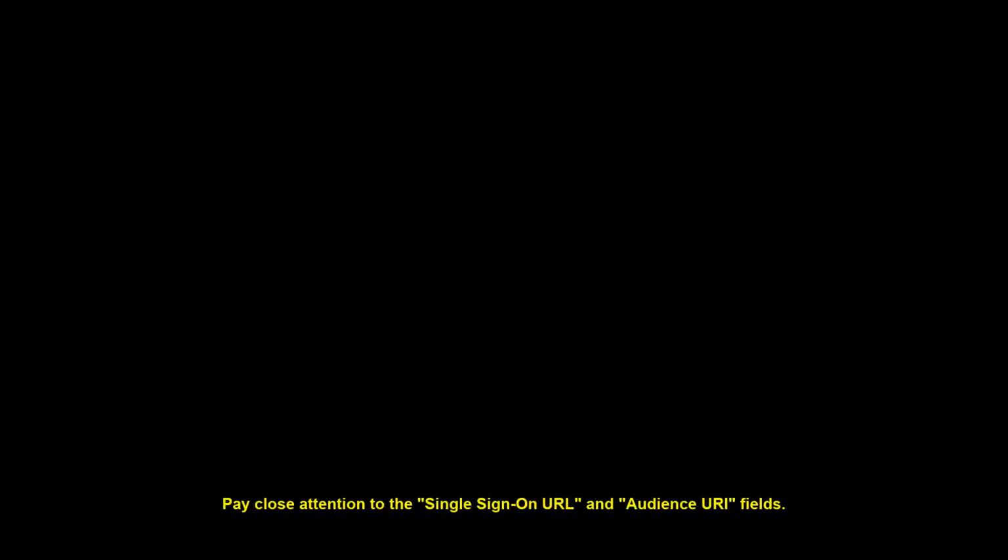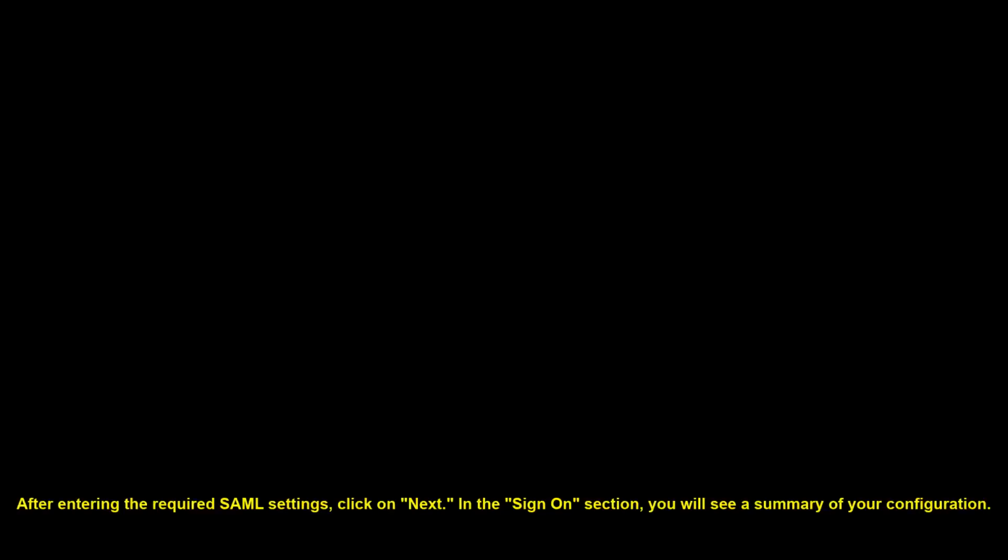On the Application Settings page, fill in the required fields. Configure the appropriate SAML settings according to your organization's needs. Pay close attention to the Single Sign-On URL and Audience URI fields. After entering the required SAML settings, click on Next.